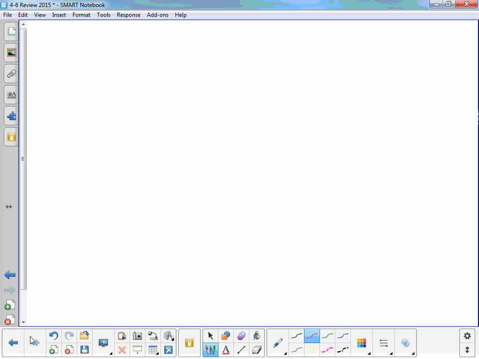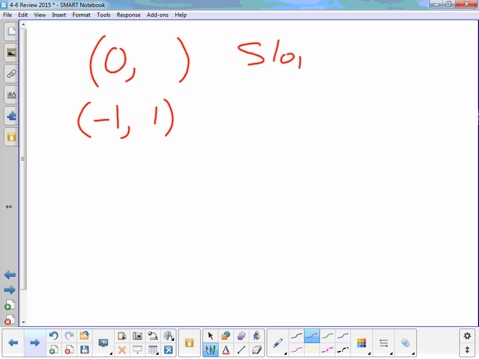So I'm just going to move to the next page. Here we are. So this one says I have points of 0 and an unknown y. Okay, and then I also have an ordered pair of -1 and +1. And they tell me that the slope is 4. So that means our rise over run, we would rise 4, run 1.